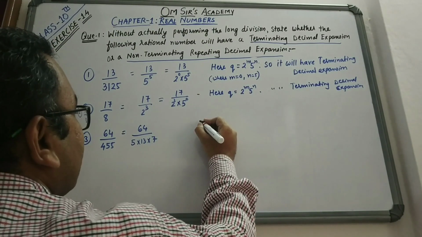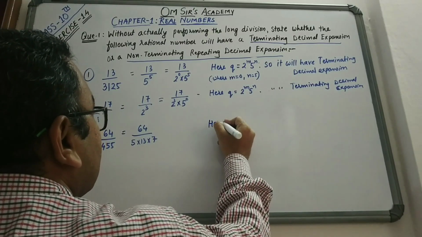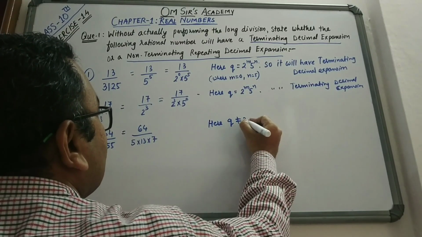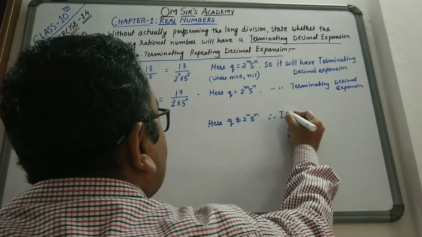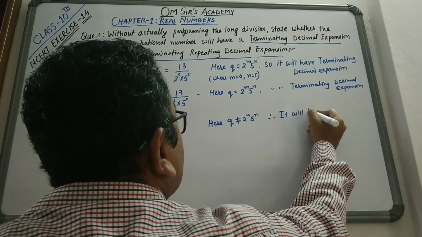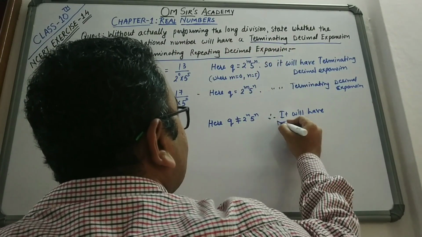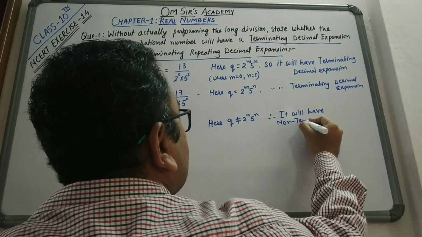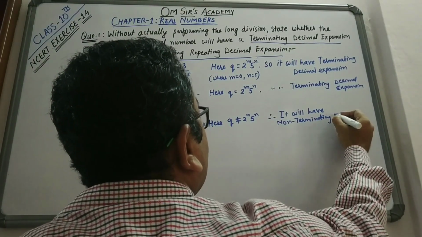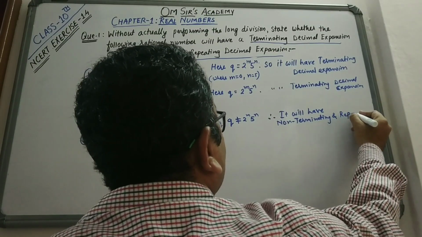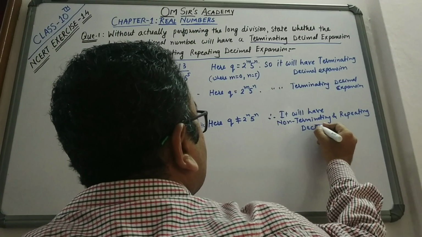So we have to directly write that here q is not equal to 2 raised to m and 5 raised to n. Therefore, it will have what type of decimal expansion? A non-terminating and repeating or recurring decimal expansion.